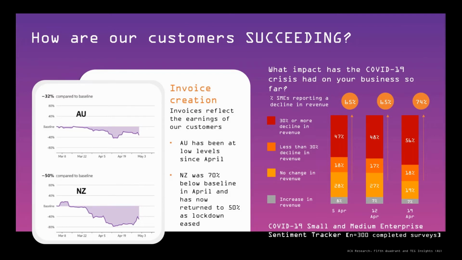If we now look at how well our customers are succeeding, we've picked invoice creation as the indicator. And we've picked invoice creation because it's the best surrogate that we have to measure business operations and cash flow. You can see the negative growth against baseline, 32% down in AU and 50% down in NZ. Looking at the chart on the right around sentiment toward revenue, there's 30% or more respondents reporting a decline in revenue and only 7% anticipating growth.